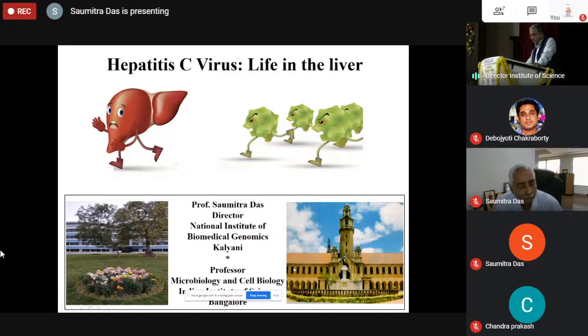Professor Samita Das is a professor at the Department of Microbiology and Cell Biology at the Indian Institute of Science, Bangalore. And since September 2018, he is the director of the National Institute of Biomedical Genomics at Kolkata. Dr. Das was briefly trained in the area of plant physiology and biochemistry at the Bose Institute as a junior research fellow in the botany department, and he obtained his PhD from Calcutta University in 1992.